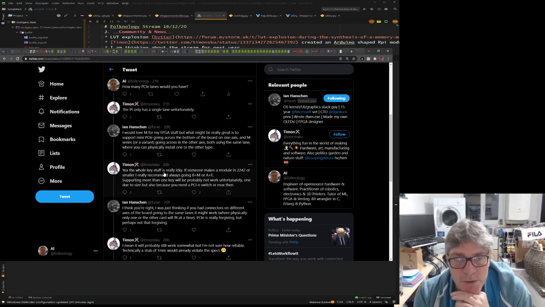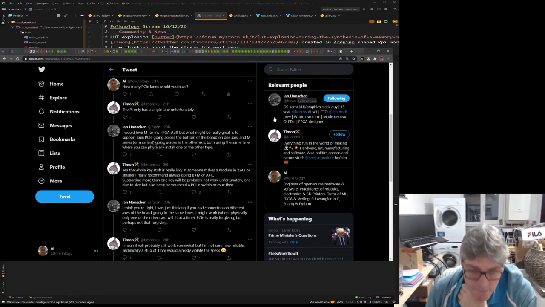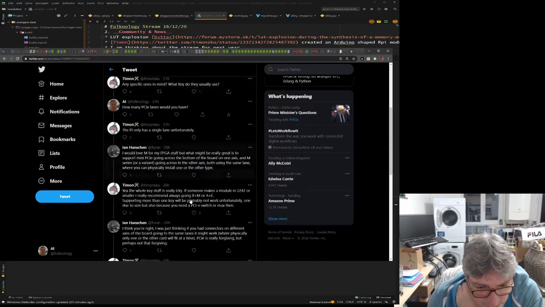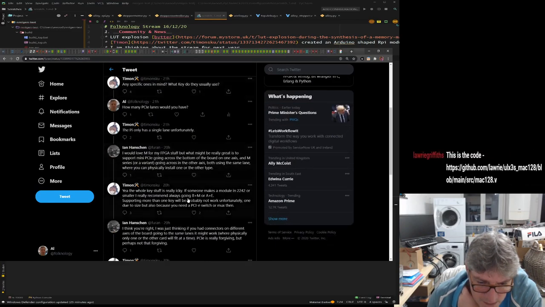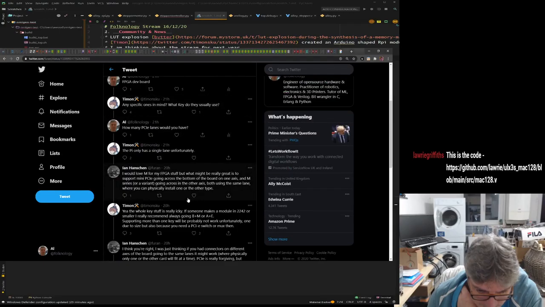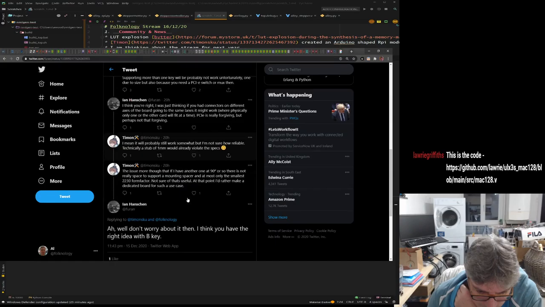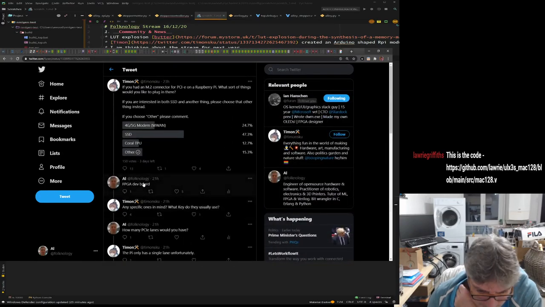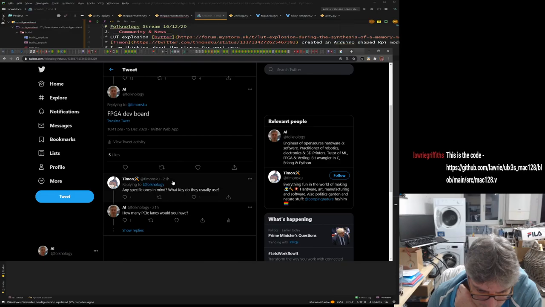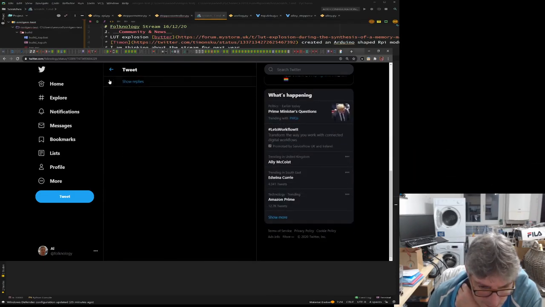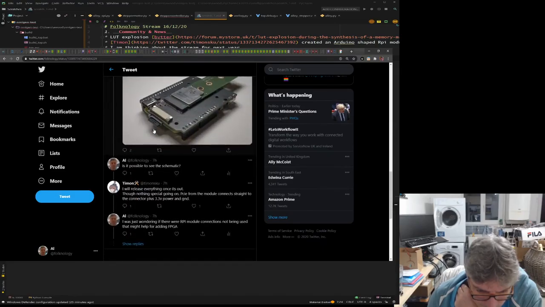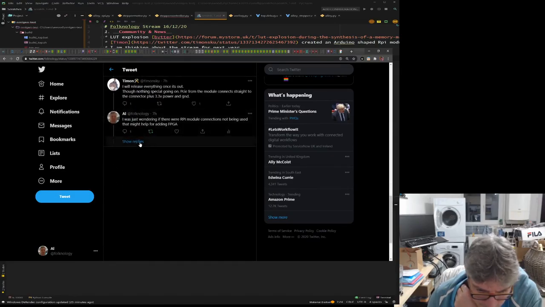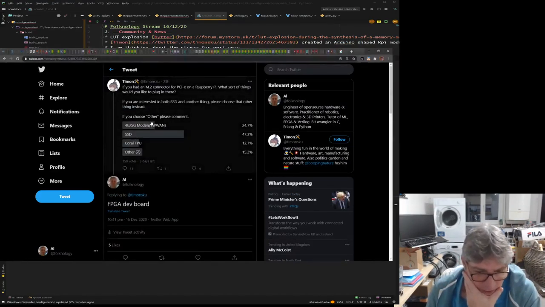So you, on your PCI board, you could have an ECP5 with some DDR memory, and it will be a bit like, hold on, because people have done this with Xilinx. Did I link to that? I'm sure I gave a link. Damn it.